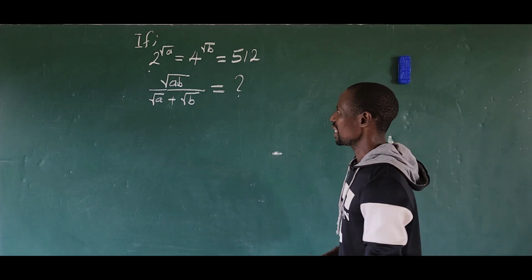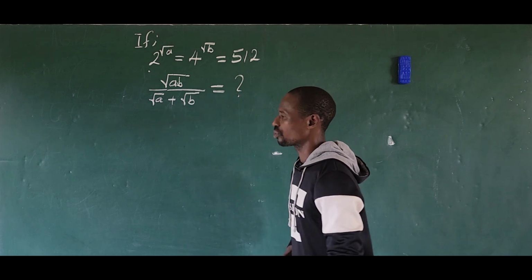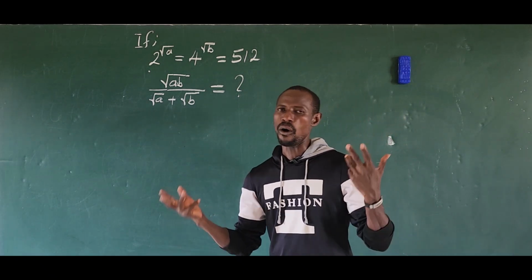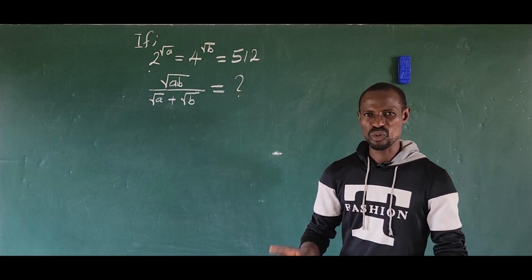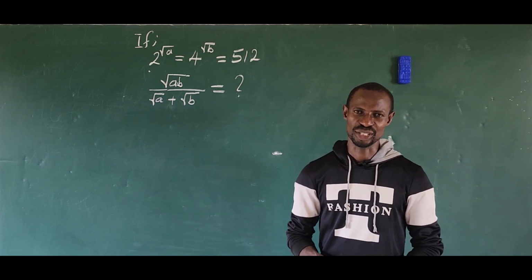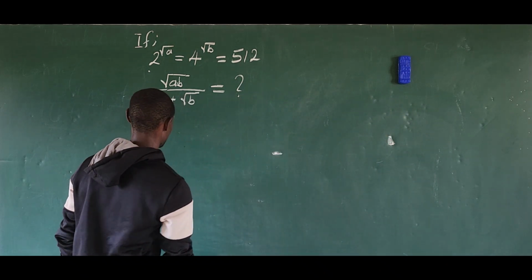The question reads: if 2 to the power of root a equals 4 to the power of root b equals 512, evaluate, or what is the value of the square root of a times b all over the square root of a plus the square root of b. So let's see what the second method gives us here.